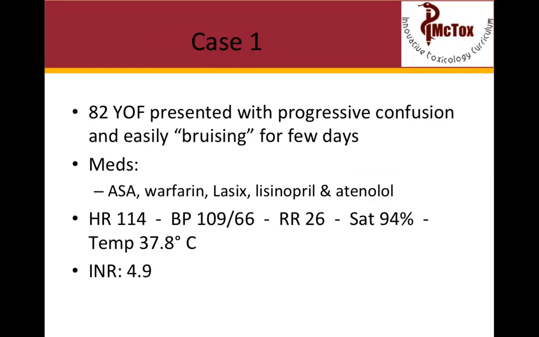Let's start with a case. An 82-year-old woman presents with progressive confusion and easy bruisability for a few days. Her home meds are aspirin, warfarin, Lasix, lisinopril, and atenolol. Her vital signs are heart rate 114, blood pressure 109/66, respiratory rate 26, oxygen saturation 94%, and temperature 37.8 degrees. Her INR is found to be 4.9.